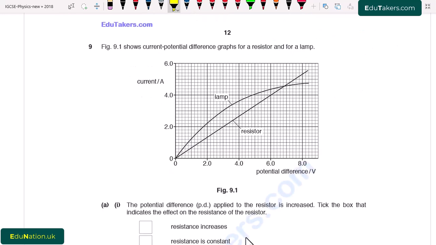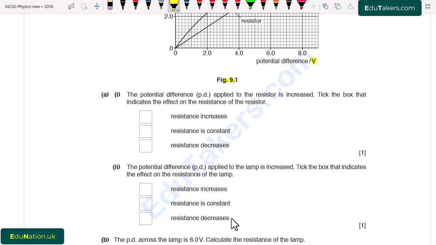Question number 9. Figure 9.1 shows current potential difference graph for resistor and for a lamp. So here is figure 9.1 and it is a current potential difference graph. Current is measured in ampere and it is taken along y-axis, while the potential difference is measured in volt and it is taken along x-axis. Part A. The potential difference, that is PD, applied to the resistor is increased. It means that we have to increase the value of potential of resistor. Tick the box that indicates the effect on the resistance of resistor.